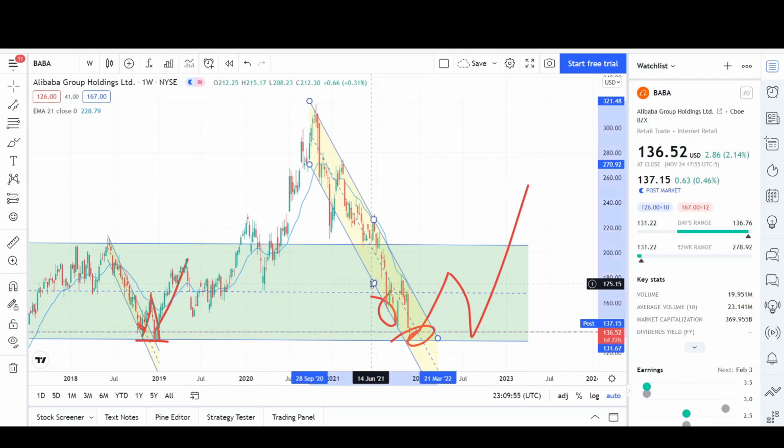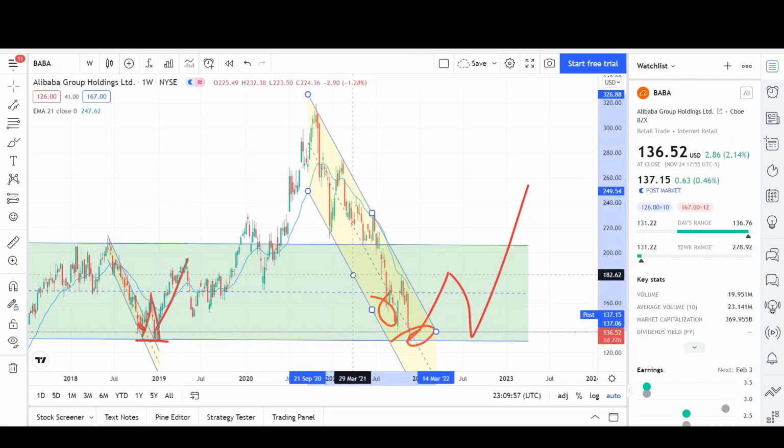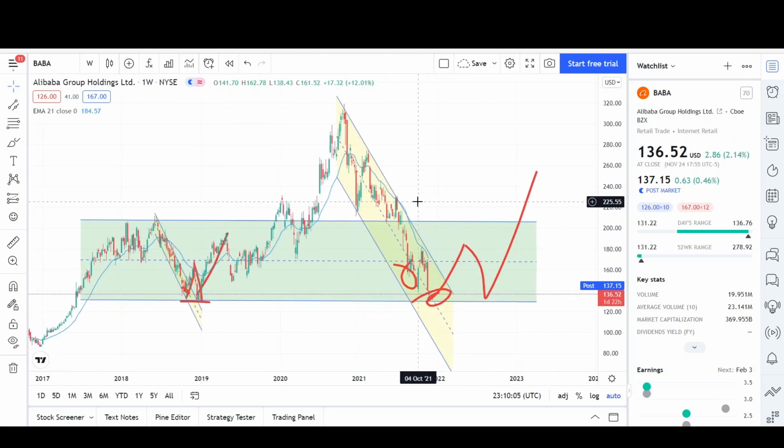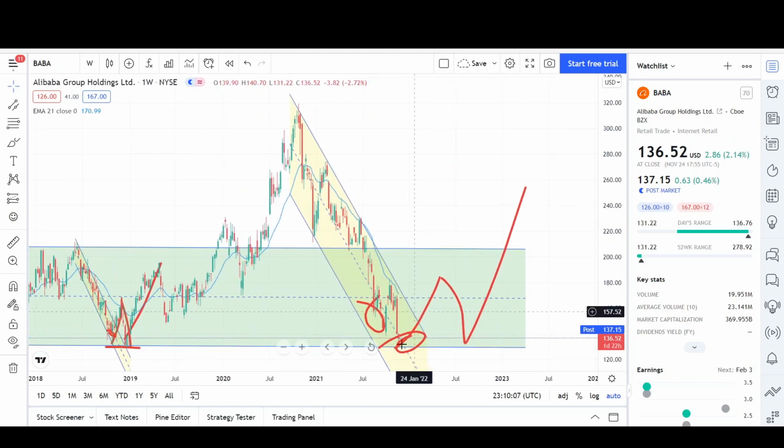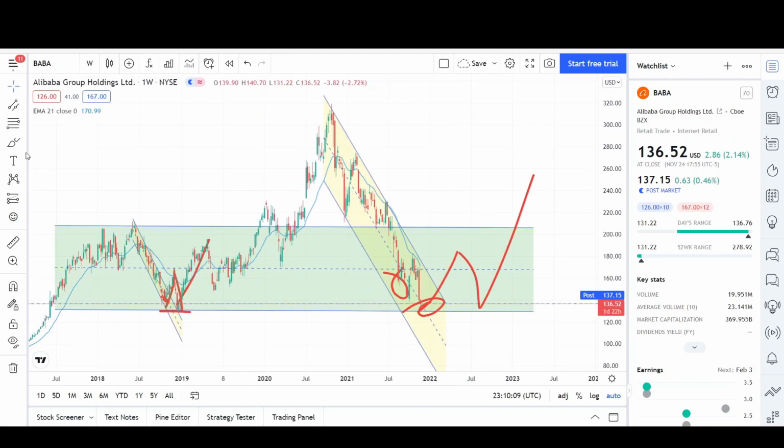But if it doesn't, and these are the lows of the channel right here, then even if we do get a reversal back up, I still expect a retest of the lows. So that's the bad news for BABA. The good news is I'm expecting a bounce from here, just because we're at the lower side of the range. We're very close to it.